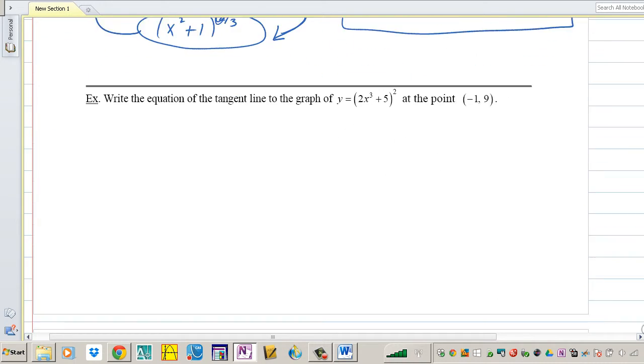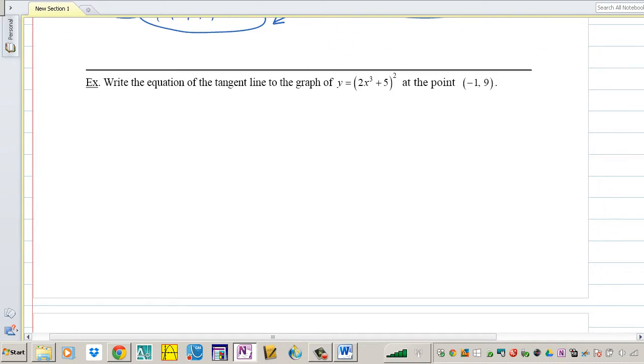Okay, one more problem before I break the video into the next page. Now we're going to do an application of derivatives. Write the equation of the tangent line to the graph of y is equal to 2x cubed plus 5 squared at the point -1, 9. So tangent lines, okay? What do we need for a tangent line? Well, we need a slope and we need a point. Now we're given the point, -1, 9. Now we need the slope because we want to put it in y minus y1 equals m times x minus x1. So let's go ahead and do the derivative.